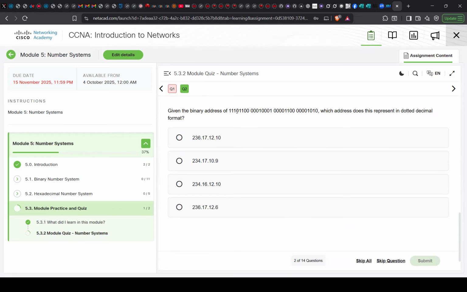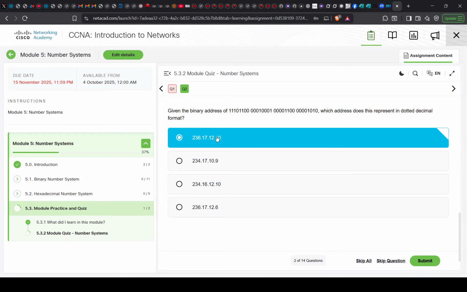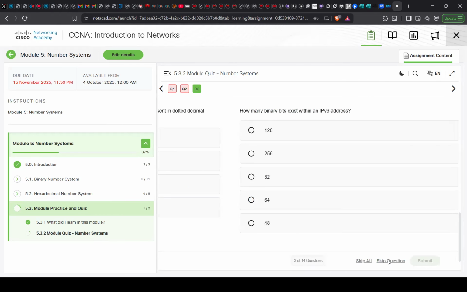Given the binary address, which address does this represent in dotted decimal? Looking at this, 1010 is a 10, so it should end with a 10. This one is out, this one is out. It should be either this or this. This one is 1100, which is 4 plus 8, that is 12. So I think this should be the answer. That should be the correct answer, but of course, you try that. I can skip that question and go to the next.